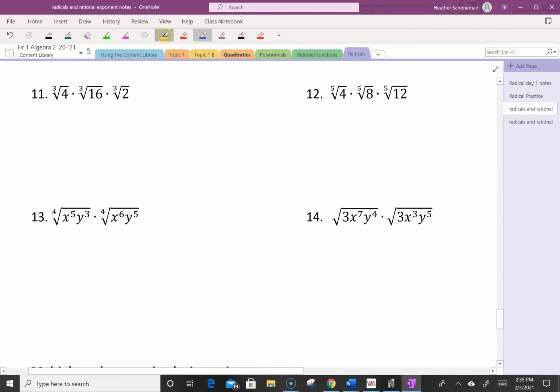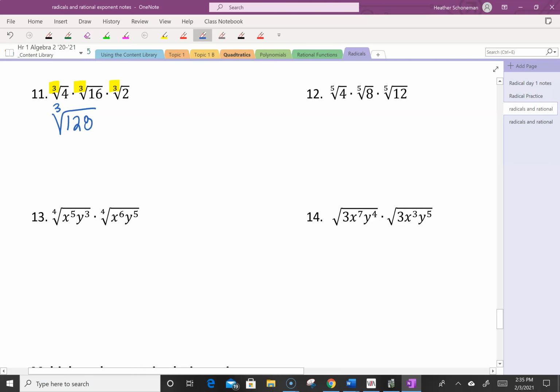So on these, we've done some with square roots. But now we're going to do them when there's something other than a square root. So here, as long as the root is all the same, it's not going to really change our work much. So I want to multiply these all together. So in my calculator, I'm going to take 4 times 16 times 2, and I get 128. So this is going to be the cube root of 128.